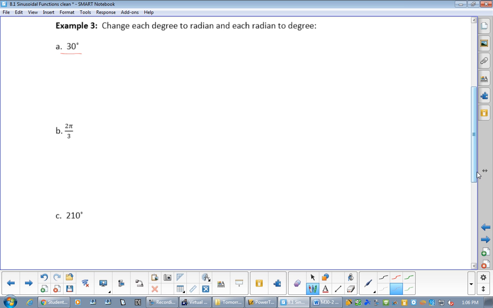So this one, I am changing to radians, correct? So I'm going to multiply by pi over 180. This is what we did last one, right? So what's 30 over 180? Math enter, enter. So that's pi over 6, or pi over 6 radians, right? Yes, you could.